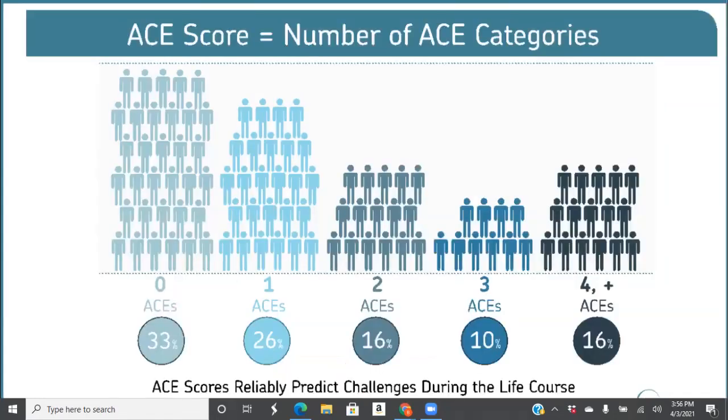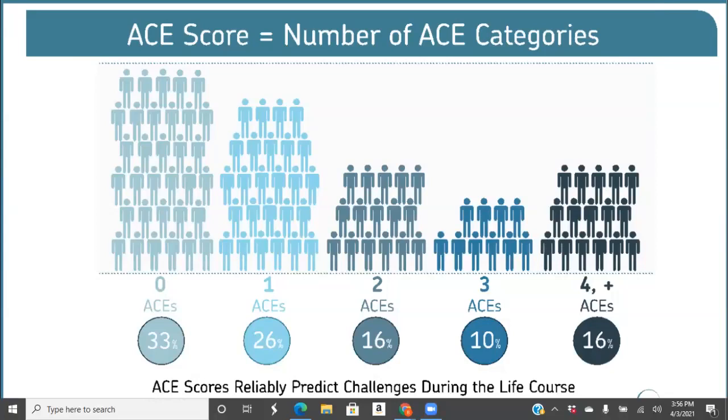So, because adverse childhood experiences are so highly interrelated, it did not make sense to look at how single categories of the ACEs influenced health and social problems. So instead, what doctors Anda and Felitti did was they developed an ACE score. And this score is simply a count of the number of categories of ACEs that each person reported from 0 to 10. So each category counts as 1 point in the ACE score.